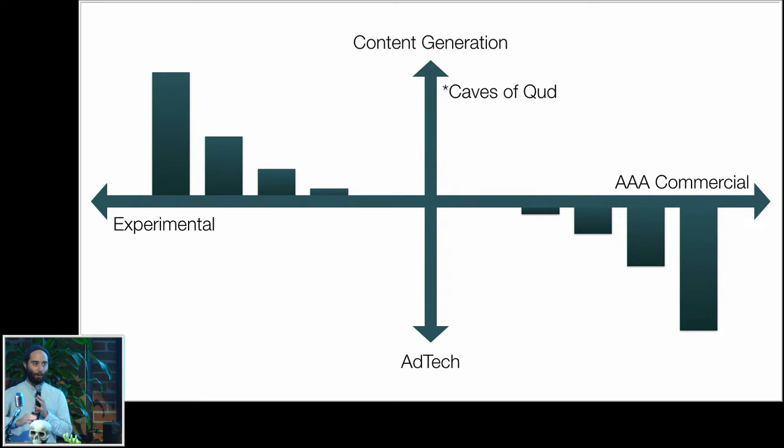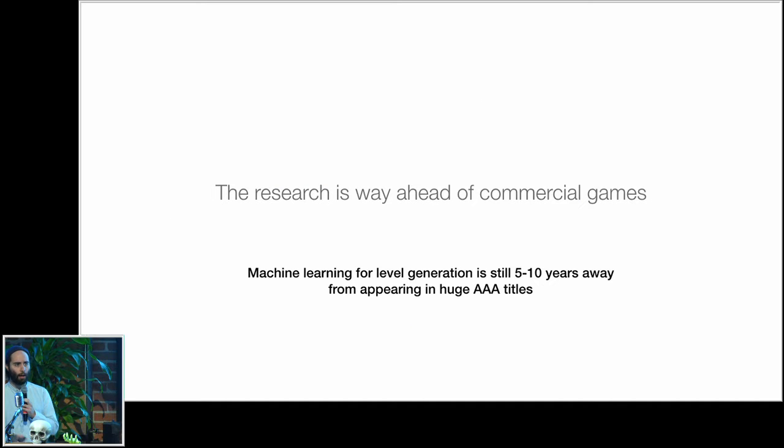All the way on the left, content generation, you tend to look at these more experimental games. Caves of Qud is in this really cool little spot where they're on the vanguard of using something a little bit off the beaten path to generate levels. You look at AAA commercial games, basically, the bigger the title, the more likely they're just using this for ad tech, something that resembles monetization optimization. I guess my point is research is way ahead of commercial games.